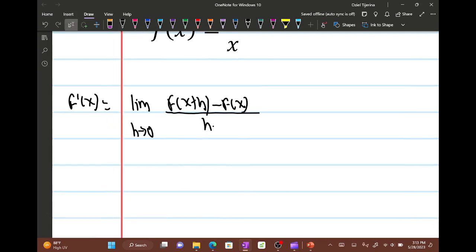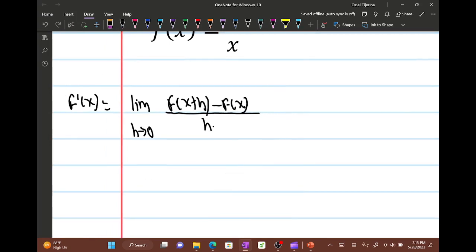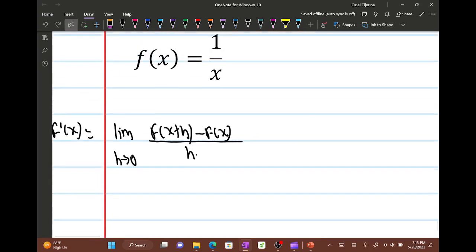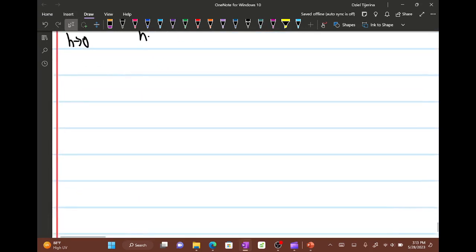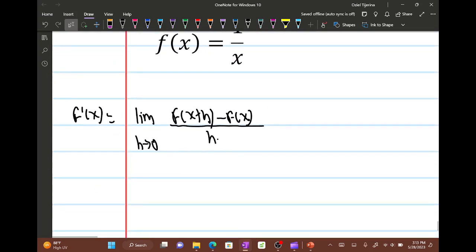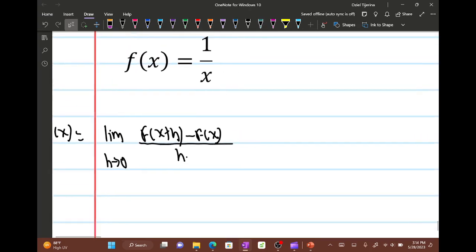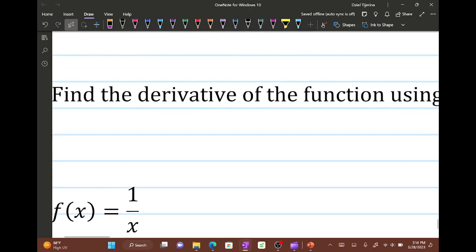So this is the definition of a derivative. Most of you, I'm sure, have learned this in Cal 1, or you're learning it right now in Cal 1. So I want to show you how to do this for this particular function. The reason I'm doing this one as opposed to others like quadratics is because this one looks a little more tricky. We want to find the derivative of this function using the definition.